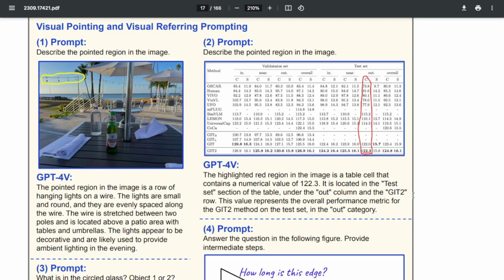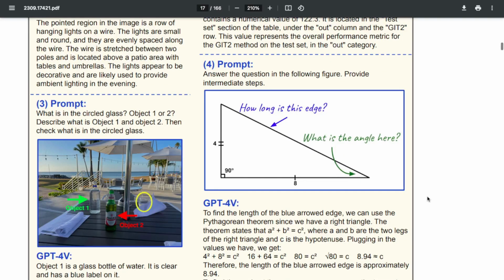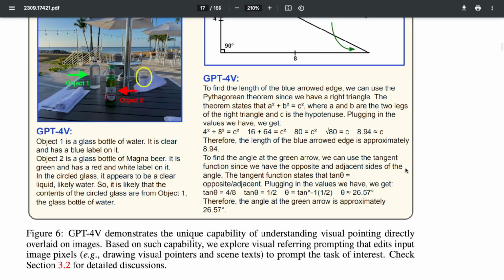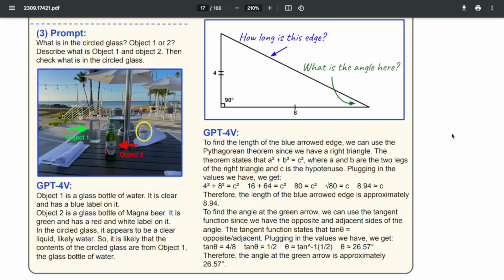Image analysis on point. It's able to understand pointing or circling or applying bounding boxes to a certain area. Answer the question in the following figure. Provide intermediate steps. And it goes on to answer that for you as well. So now we're seeing the same case of pointing, but slightly different use cases. This is how you can use pointing with GPT-4V to enable you to answer questions.